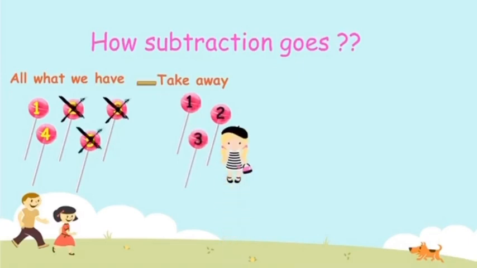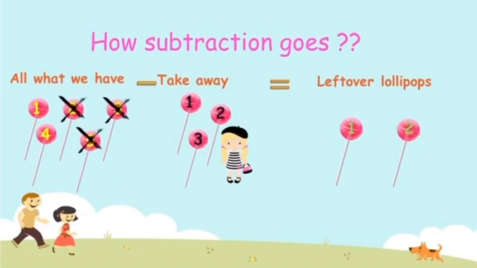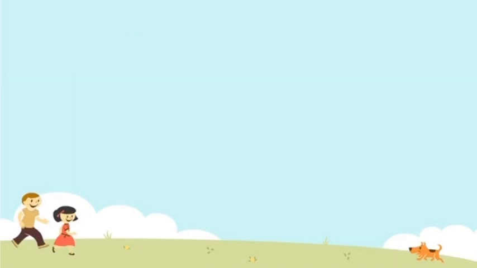So 5, take away 3, and we give them to Salma, equals, let's count them. How many are left over? Good job. 1 and 2. So 2 lollipops are left over after taking away 3 out of 5.